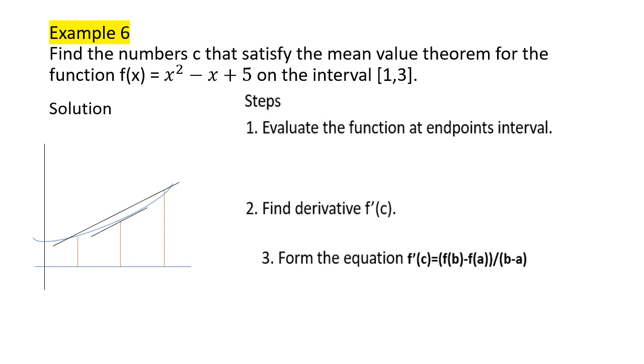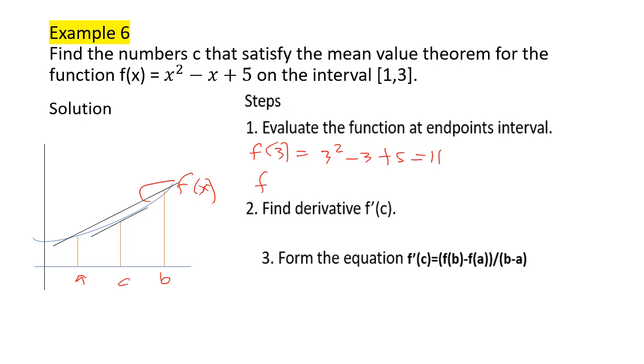So this one, x squared minus x plus 5. Find the value of c that satisfies. This is a, this one is b, this one is c, and this one is your f of x. First step here is to evaluate the function on the interval 1 to 3. So f of 3 first: f of 3 equals 3 squared minus 3 plus 5, which equals 11.